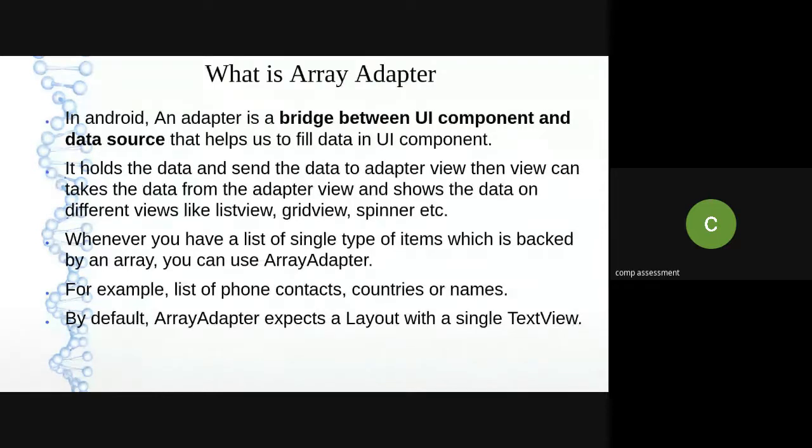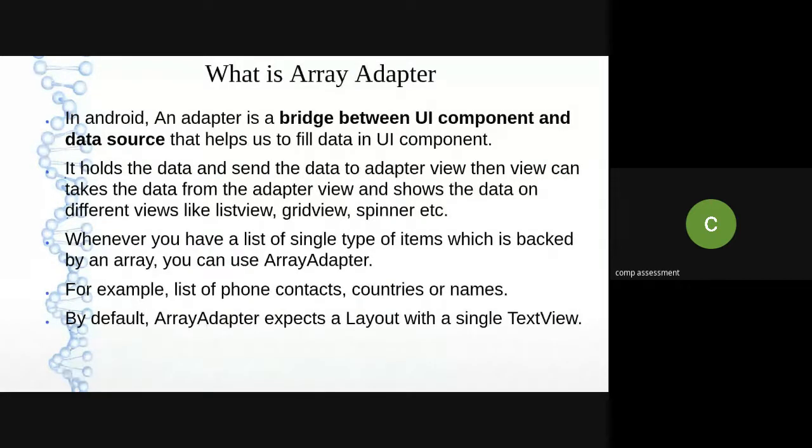And whenever you have a list of single type of atoms, that is array adapter. When we say array adapter, it means we have a similar type of atoms, that is either integer array, or string array, or character array, right? So when you are using an array which is nothing but a single type of atoms, at that time it is using array adapter. For example, a list of phone contacts, countries, or the names of the cities. All this I can use by using the array adapter.